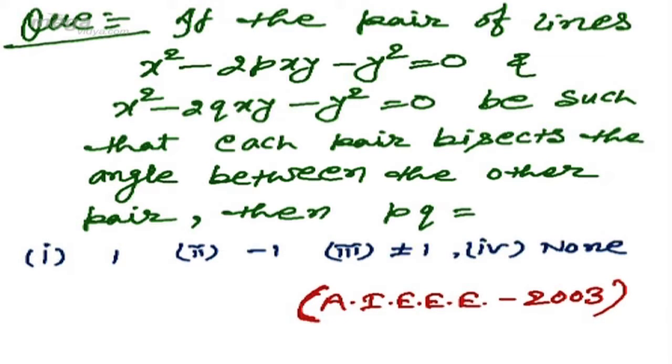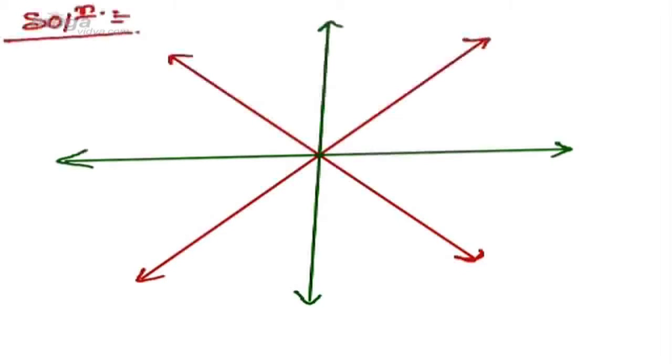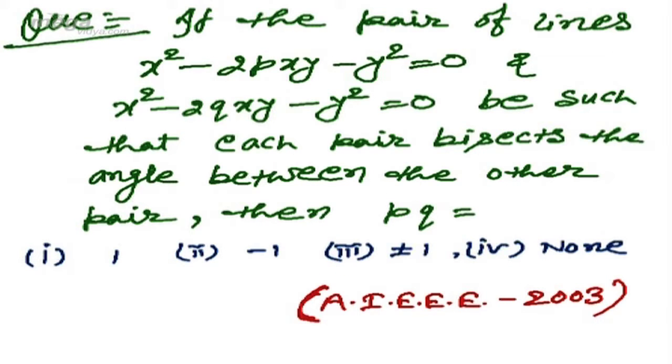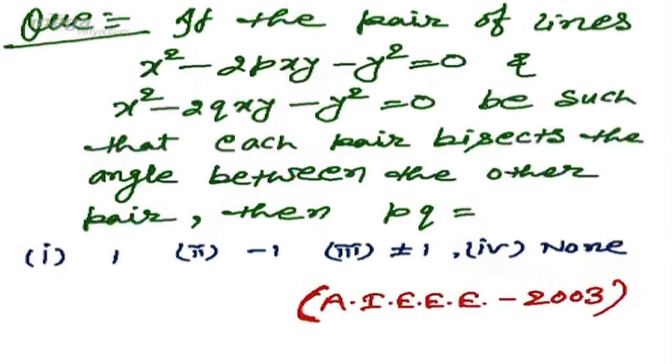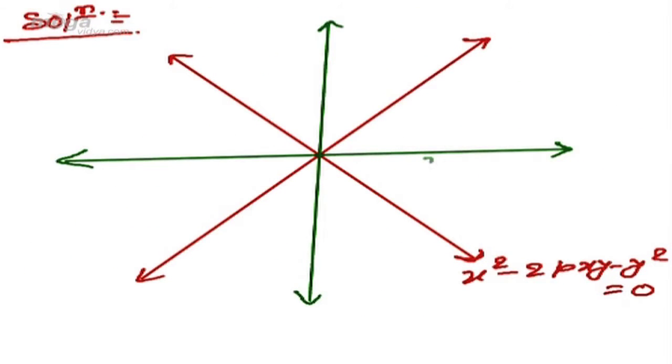Now the solution. To get the solution, first of all we will draw the figure. I am drawing the figure here. These are two lines, one denoted by red and one by green. Suppose the first pair of lines, x² - 2pxy - y² = 0, is the red line, and the second, the green line, is x² - 2qxy - y² = 0.